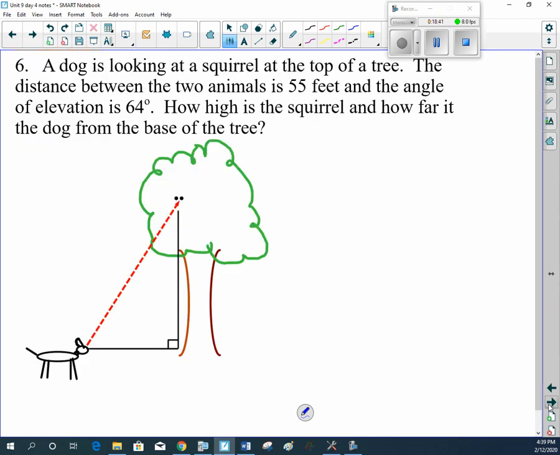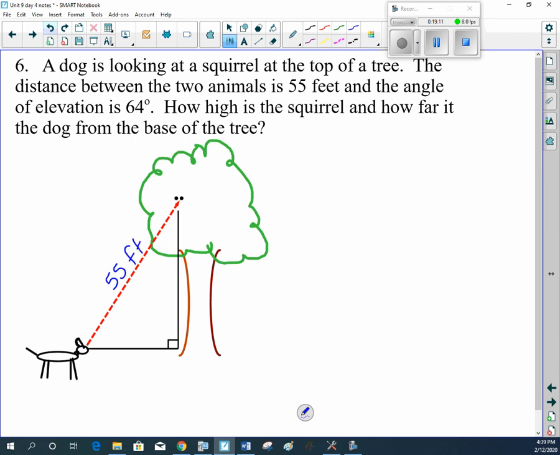Okay, once again, here's my fun dog. A dog is looking at the squirrel in the top of the tree. So right here's the squirrel. These are his eyeballs right there. In case you're wondering what that is, those are his eyeballs. So all you can see are the eyeballs of the squirrel looking out. So a dog is looking at a squirrel at the top of the tree, and the distance between the two animals is 55 feet. Okay, so between the two animals, I'm going to use that as the line of sight. So the difference between them is 55 feet.